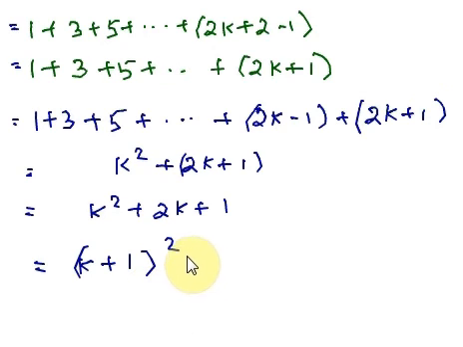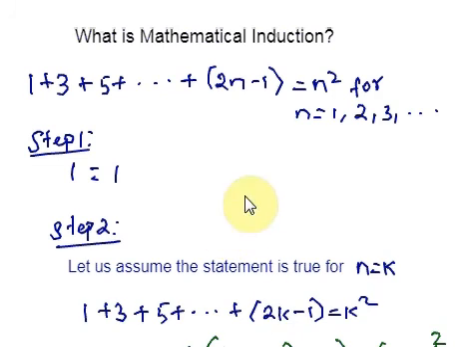Hope you're clear so far. We started with n equal to 1 and we assumed that the statement is true for n equal to k. Using that concept, we proved that the statement is true when n is equal to k plus 1. So the statement would be true for all the n values. So the question is proved. This is how this technique, mathematical induction, works. Hope you're clear with this example.